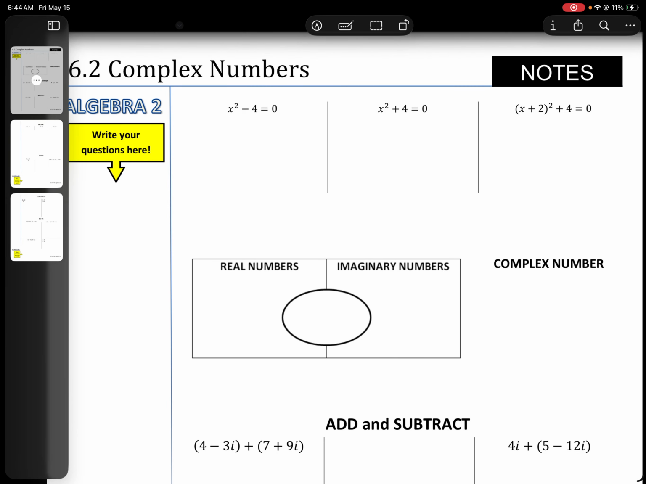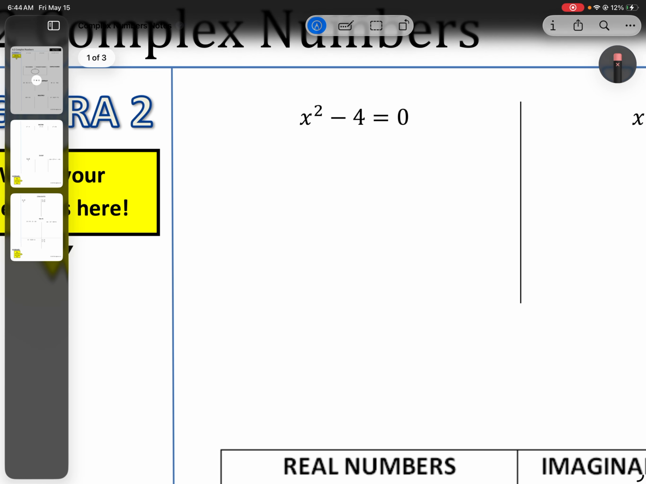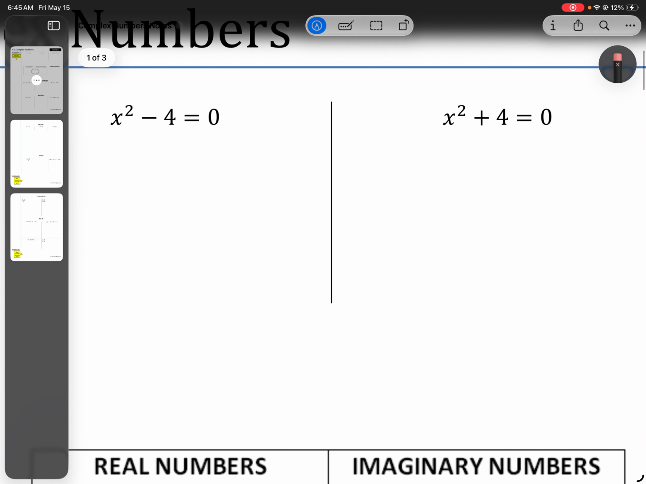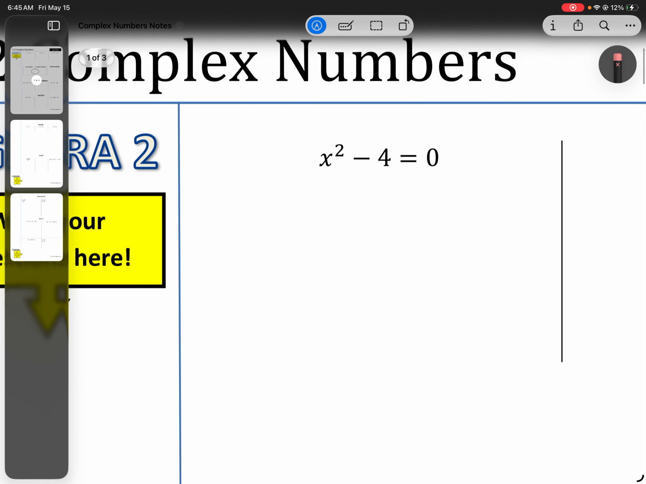Okay, now we're going to look at complex numbers, and we're going to start with a little bit of review here. So how do we solve this for x? Remember, this is an equation. It's an equal sign, so we're going to solve for x. Yes, we could factor this, but since x only appears once, we are going to isolate the variable. So we are going to add 4.